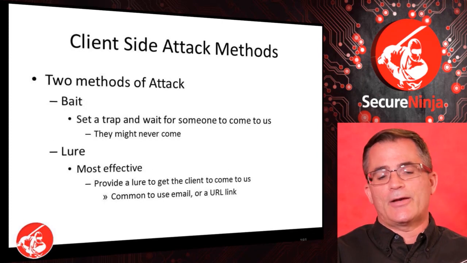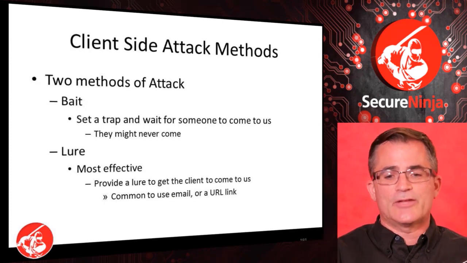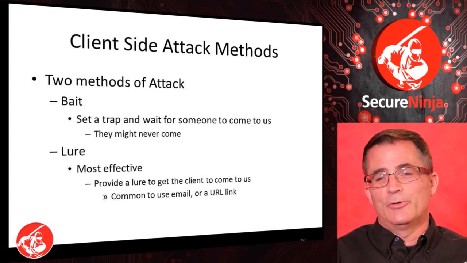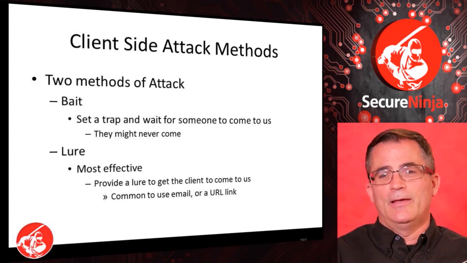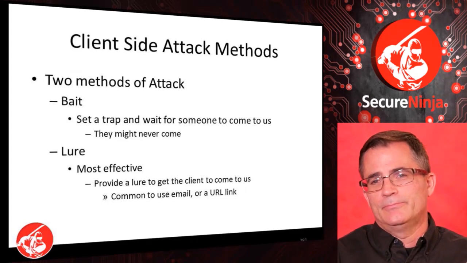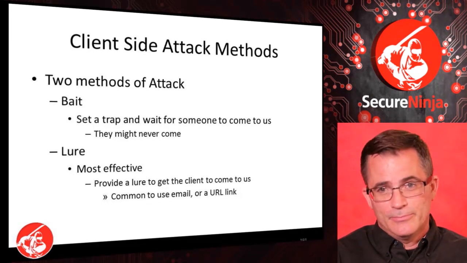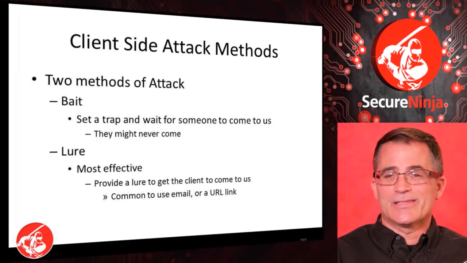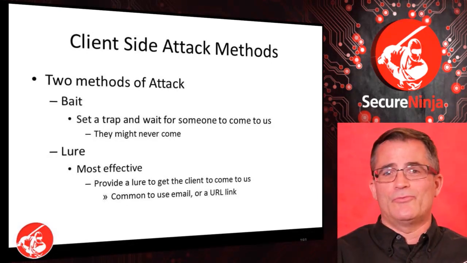Two methods of attack. We can bait them, set a trap, and wait for someone to come to us. Anybody ever done fishing? You put a worm on the hook or some type of bait, and you just wait for the fish to come. Is there a chance the fish may never come? Yes. So because of that, bait usually is the least desirable method we want to try.